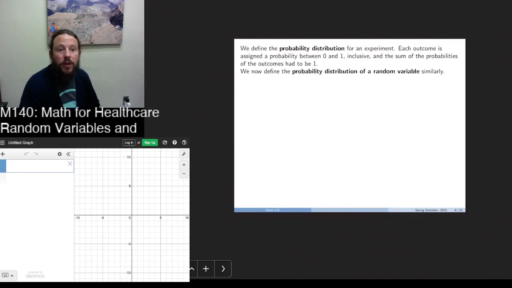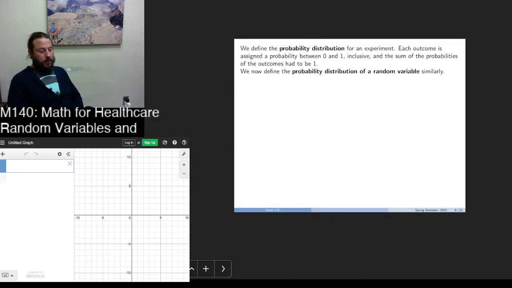Now, whenever we talk about a random variable, a lot of times we're interested in the whole probability distribution for that experiment or that random variable. Each outcome is assigned a probability between 0 and 1, inclusive, and the sum of the probabilities has to be 1. All right? And so we'll define the probability distribution of a random variable here.